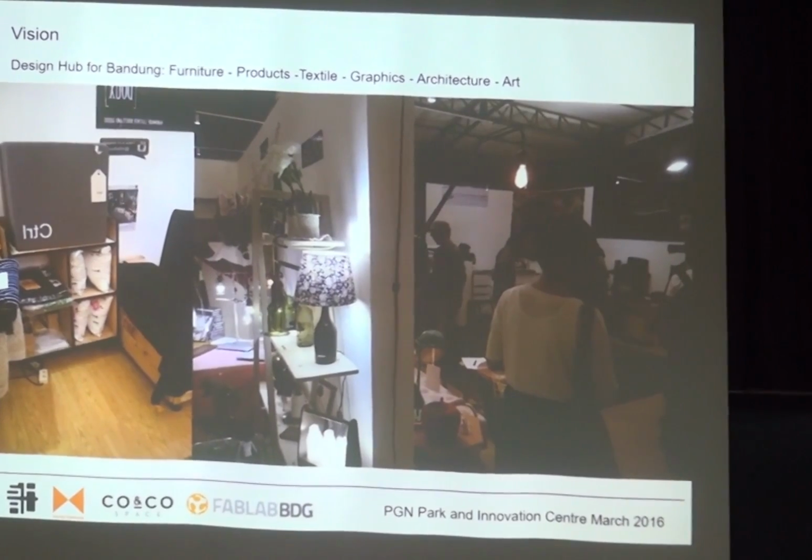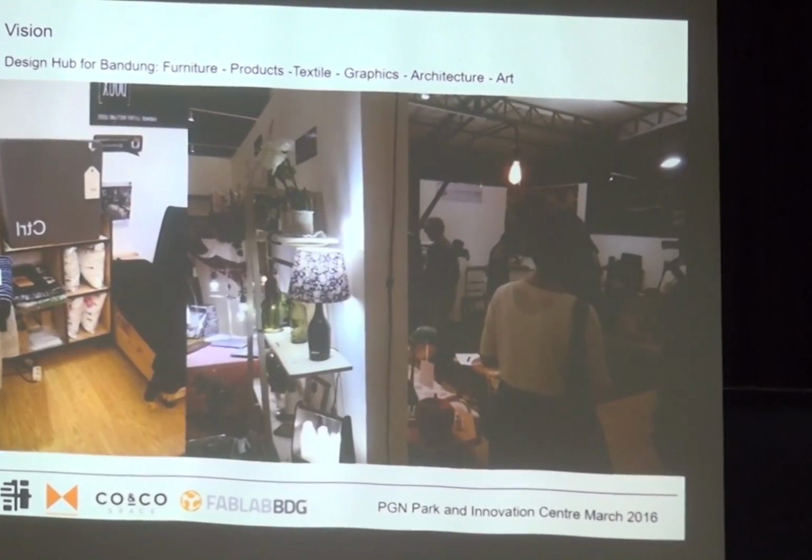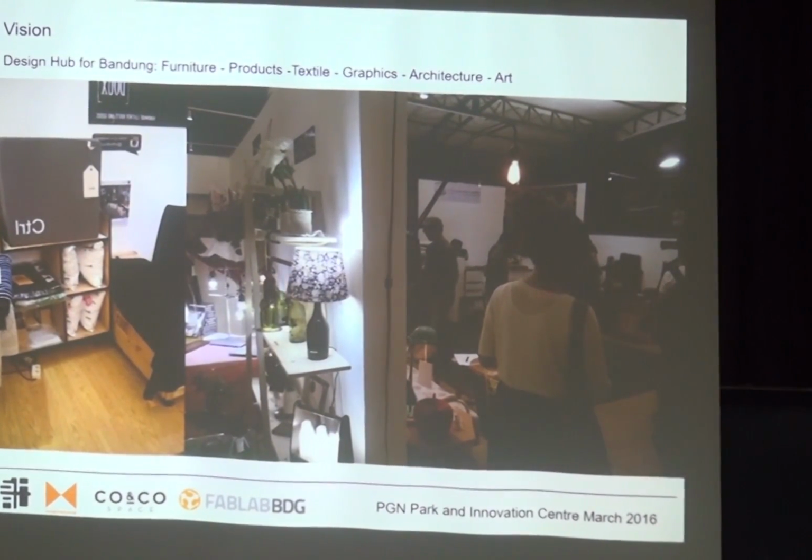That means young designers who are good in design but have no idea about the business and how to make a business plan and how to run the business and how to get this product they're developing into the market. They would get help from this incubation center.